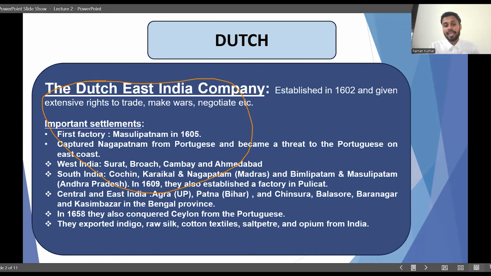In 1658, they further harmed the Portuguese interests by capturing Ceylon, which is modern day Sri Lanka, from the Portuguese. The major trading commodities that the Dutch dealt in were indigo, raw silk, cotton textile, opium and saltpeter. So this is mainly about the Dutch.